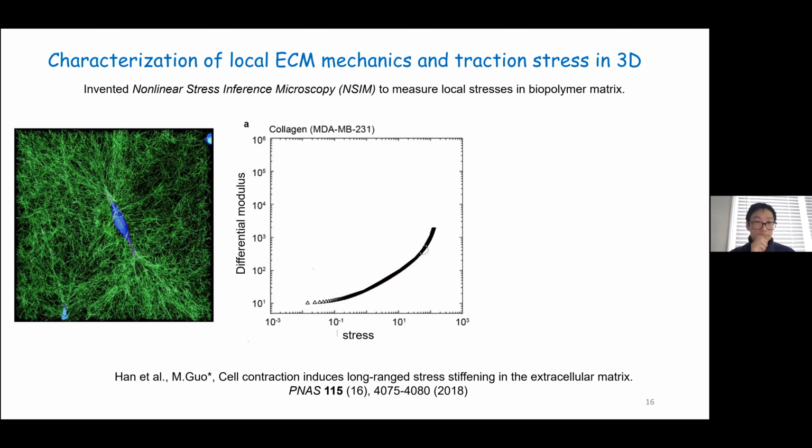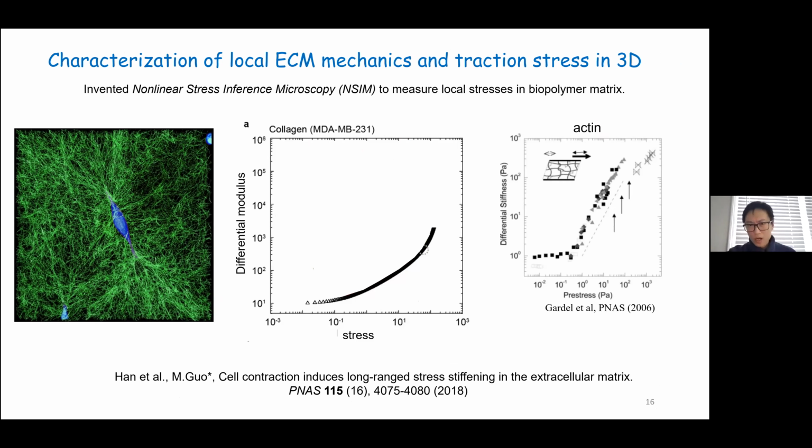And the answer is yes. It's actually a quite simple method. We know that collagen and many other biopolymers are nonlinear, right? That means the higher the stress you apply onto the gel, the stiffer they are. For example, here are results from the Weitz lab showing that actin gel has the same behavior. When you put the gel under a rheometer and start to apply stress, the larger the stress you apply, the stiffer they are. So the y-axis is the differential stiffness, and the x-axis is the pre-stress.